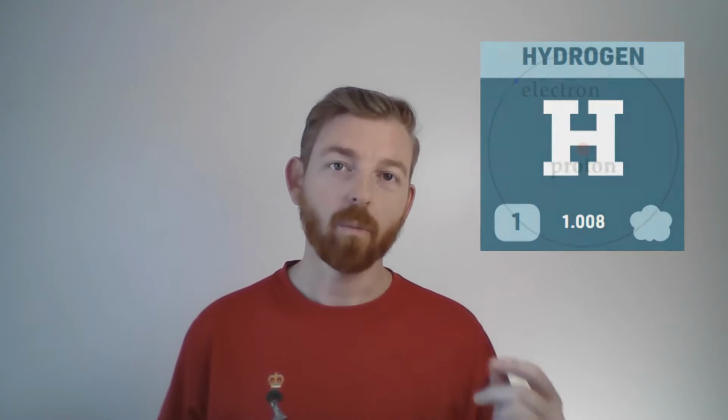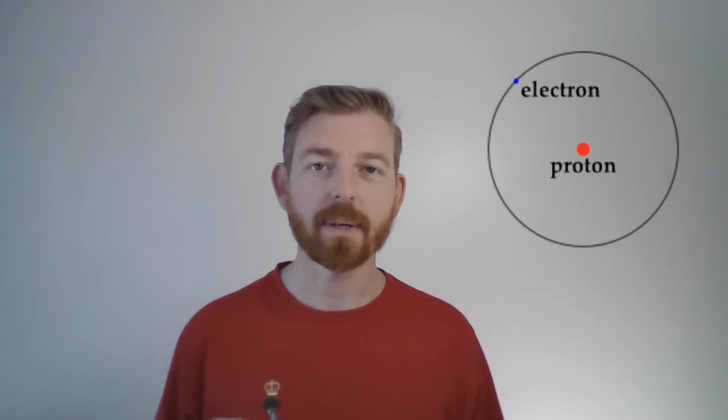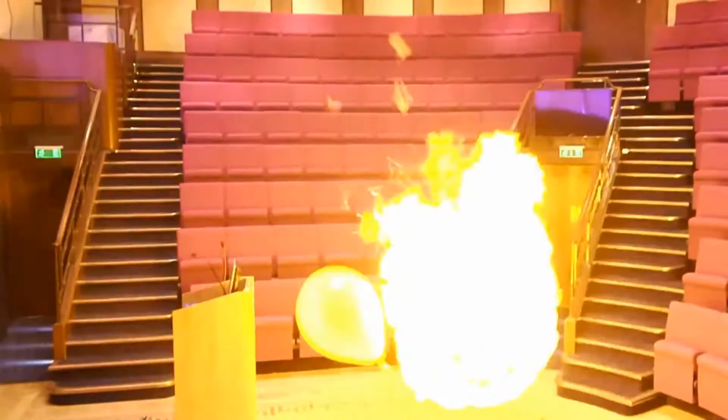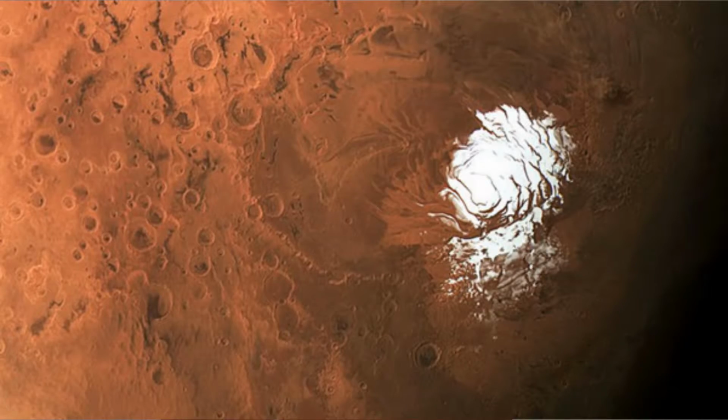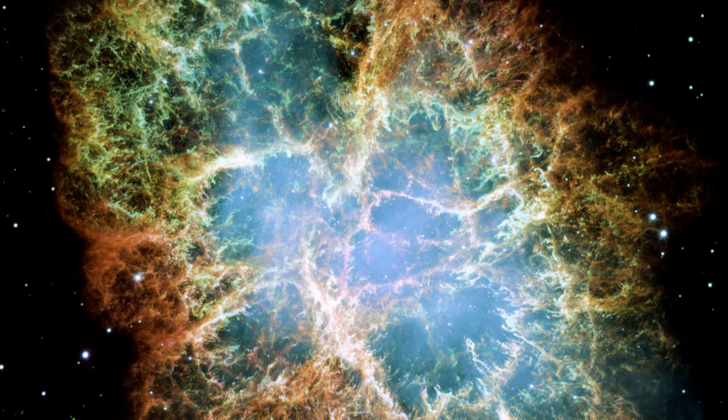Hydrogen is the smallest atom, just one proton and one electron. Any one hydrogen atom is exactly the same as every other hydrogen atom, whether you find it in plastic, or water, or hydrogen gas, or water on Mars, or feeding fusion in the sun, or free-floating in space. Every hydrogen atom is also different from every other element in one way: the number of protons in the nucleus.